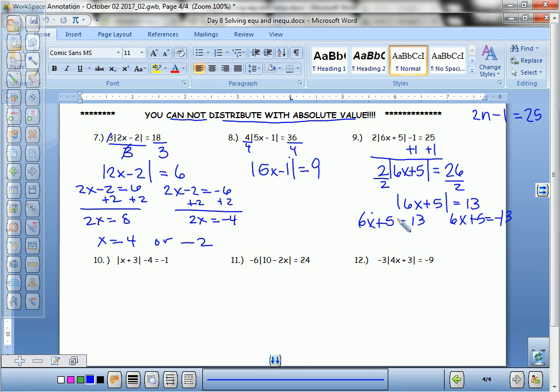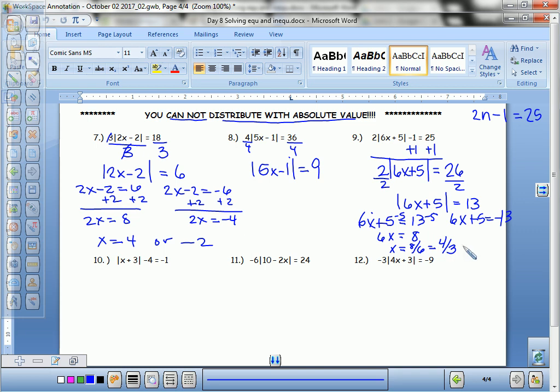And we solve those. So we'll subtract the 5. And we get 6x equals 8. So x equals 8 over 6. And this divides by 2, doesn't it? 2 goes into 8 4 times. 2 goes into 6, 3. 4/3 is the answer there.